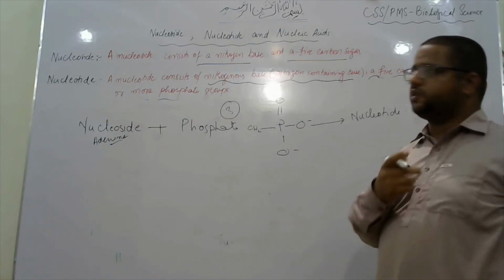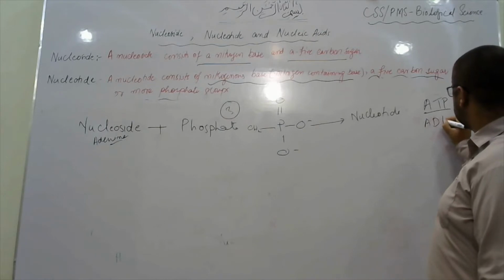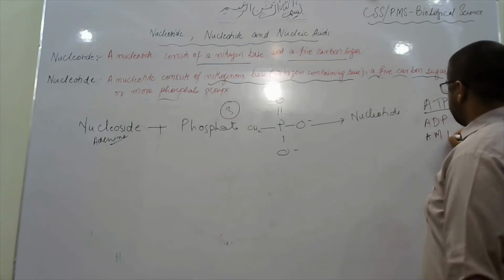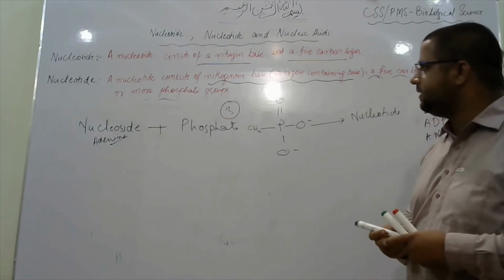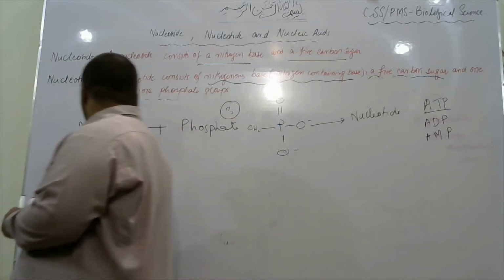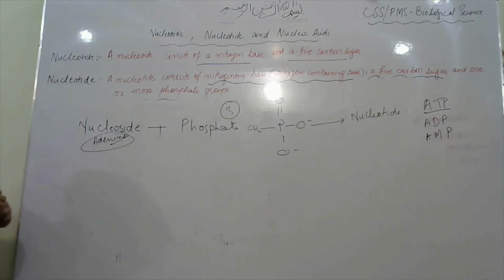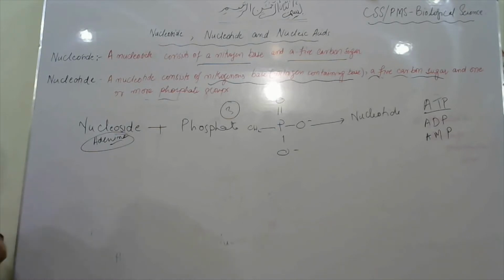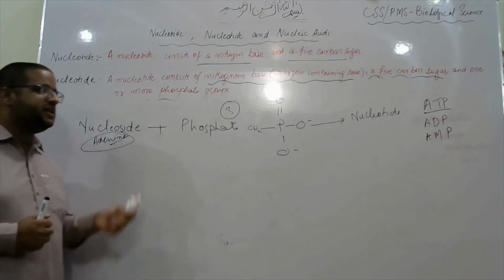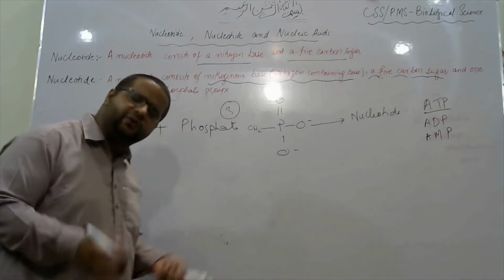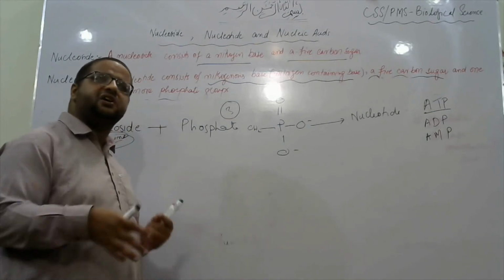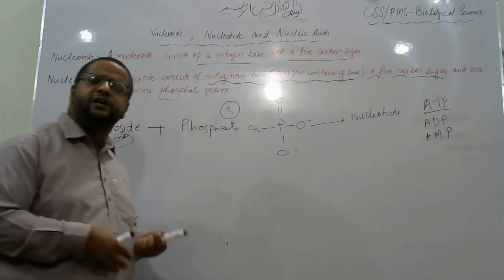When there are two phosphate groups, it will form adenosine diphosphate. When there is a single phosphate group, it forms adenosine monophosphate. If it's not adenine but guanine, guanine will form GTP, guanosine triphosphate, GDP, and GMP. So GTP, GDP, AMP, like that. UTP, uracil triphosphate, UDP, uracil diphosphate, UMP, uracil monophosphate.